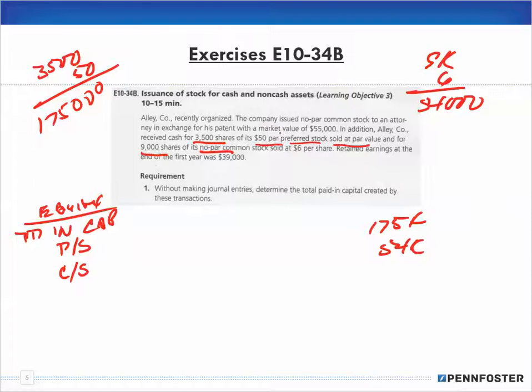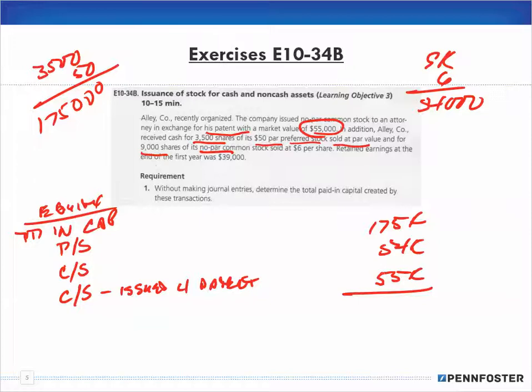And then what else do we have? We also have the company issued no par common stock to an attorney in exchange for his patent with a market value of 55,000. So we have the common stock issued for the patent, and that was in the amount of $55,000. So our total paid-in capital is, let's see here, $284,000. Okay, and that's the answer to our question, because it says determine the total paid-in capital.